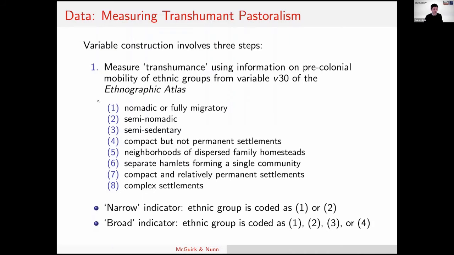So for the whole paper, we'll show what happens either way. We could do this narrow version, which is just taking the most mobile groups. And we can do a broad indicator, which takes into account every group that's mobile. For the purposes of today's talk, I'm just going to show you what happens when we use the narrow definition of transhumance.